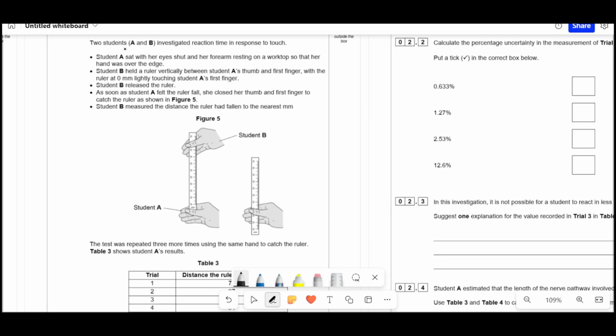So now it says, 2 students, A and B, investigated reaction time in response to touch. Student A sat with her eyes shut and her forearm resting on a worktop so that her hand was over the edge.